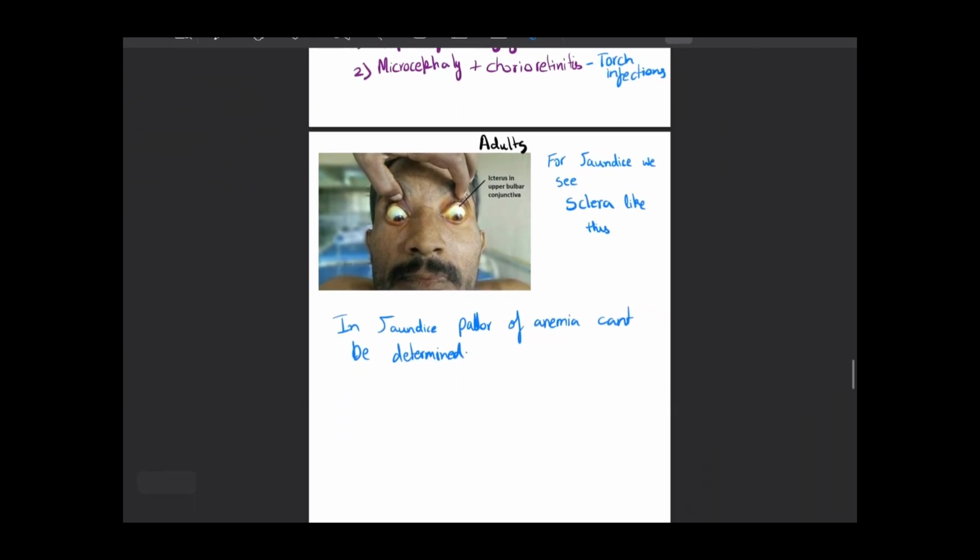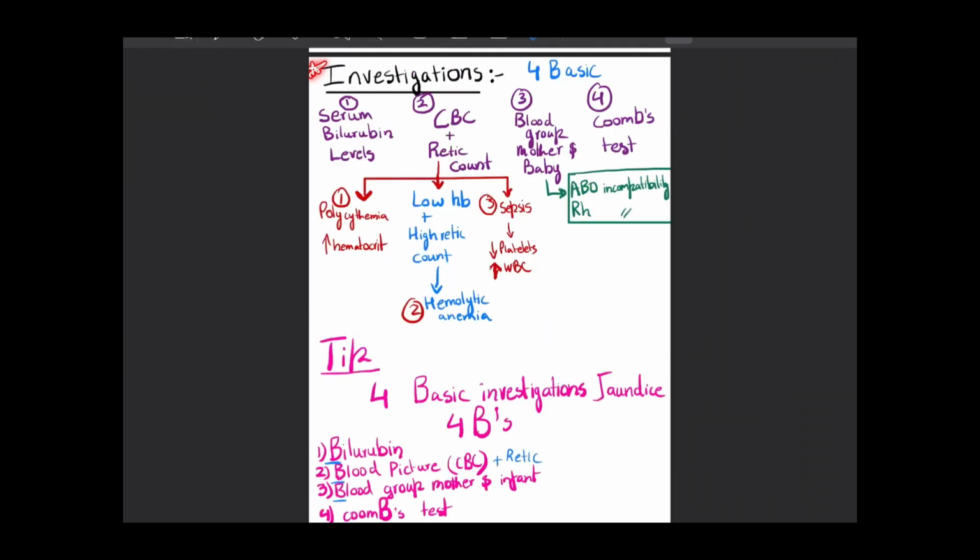In adults, there is a point that for jaundice, we see the sclera like this, and in jaundice, pallor of anemia cannot be determined. Next are investigations of jaundice. So there are 4 basic investigations: serum bilirubin level, CBC and retic count, blood group of mother and baby, and Coombs test. For CBC level, we check the polycythemia.